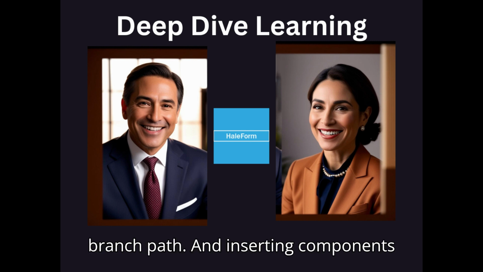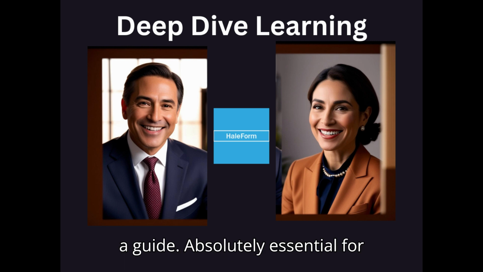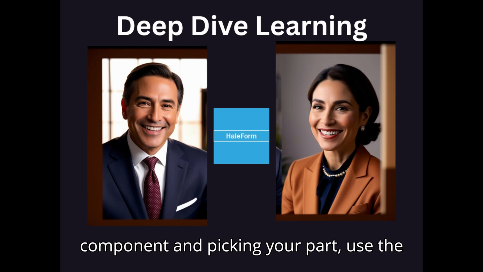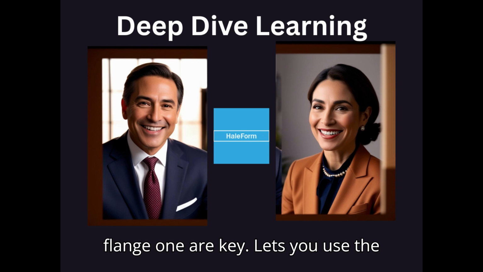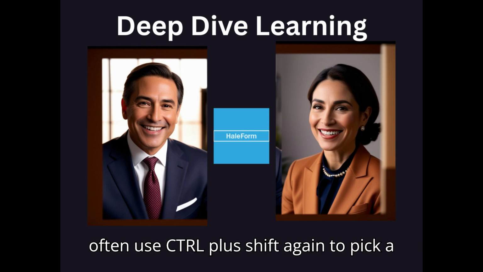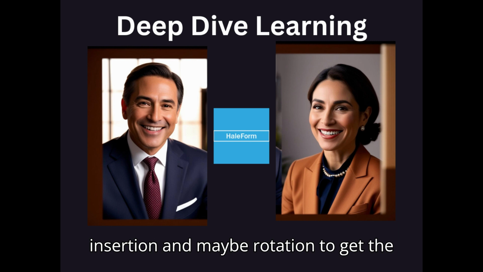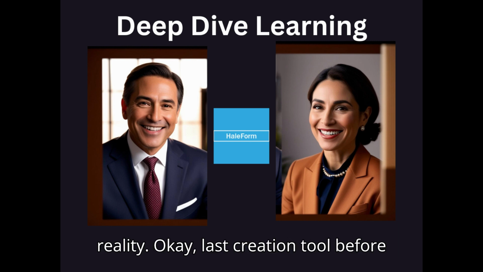And inserting components, like valves or flanges, using the cloud as a guide. Absolutely essential for as-builts. After selecting Insert Component and picking your part, use the reference position options on the ribbon. For flanges, things like back end of flange 1 are key. Lets you use the scanned flange faces in the cloud as precise placement references. You'll often use CTRL plus Shift again to pick a point on the cloud component for insertion and maybe rotation to get the orientation right. Really helps match reality.